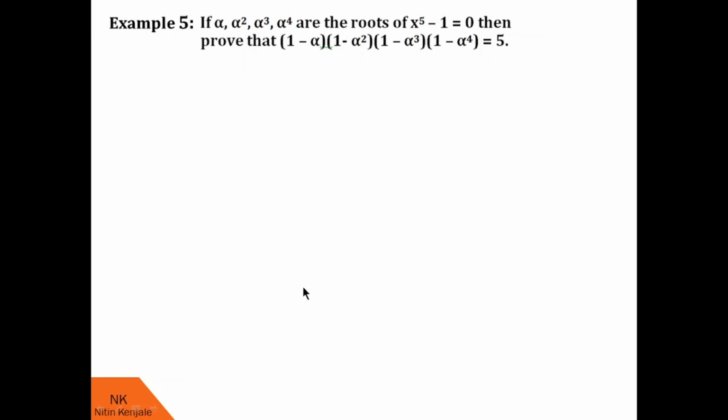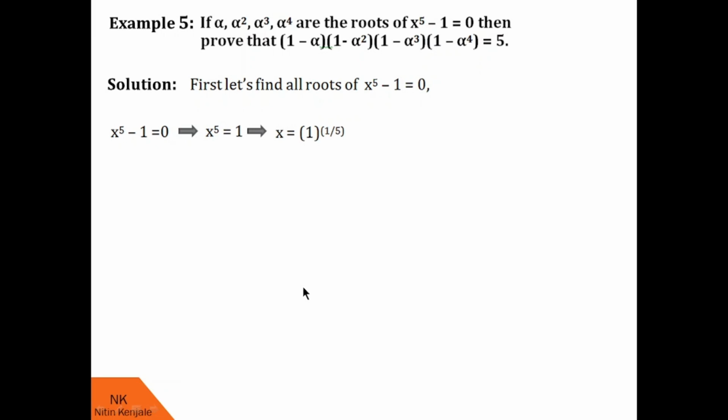So let us first find out those roots. We consider the equation x raised to 5 minus 1 is equal to 0. It can be written as x is equal to 1 raised to 1 by 5. So here we have to find out fifth roots of unity, that is 1. So the complex number is 1 here. Its polar form is cos 0 plus i sin 0.